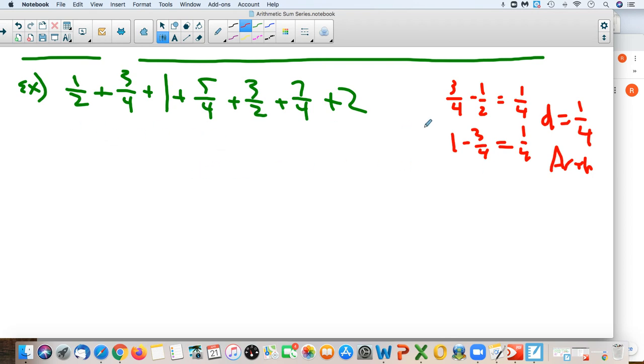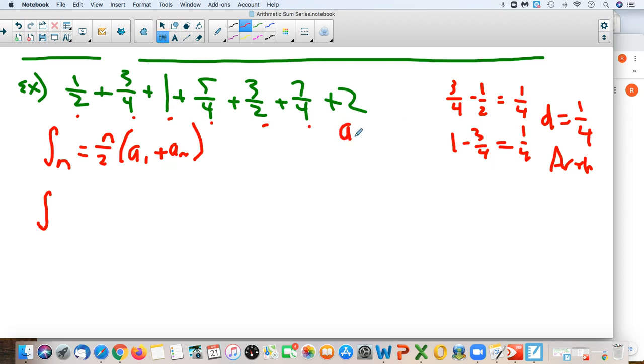What did I want to do? I want to find the sum. So we use the sum formula. The sum of n terms equals n over 2, first term plus the last term in the arithmetic sequence. So let's take a look at it. How many terms are there? 1, 2, 3, 4, 5, 6, 7. So this is the 7th term in the sequence. So we're going to find the sum of 7 terms.